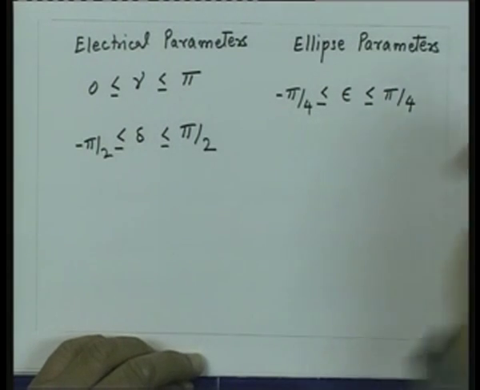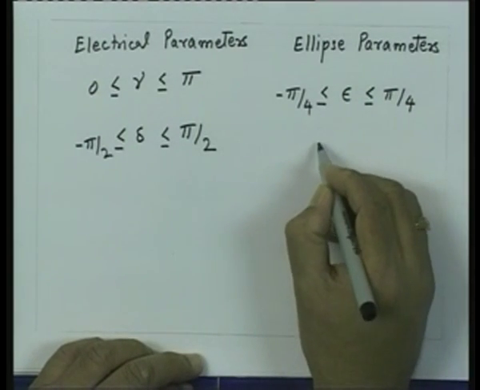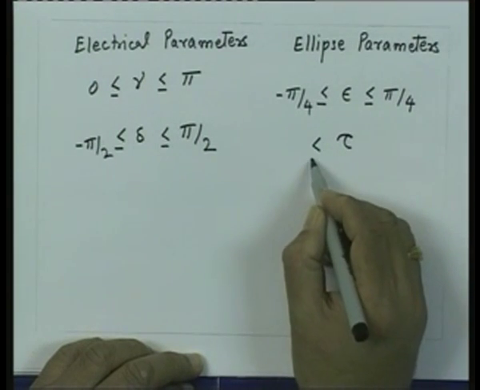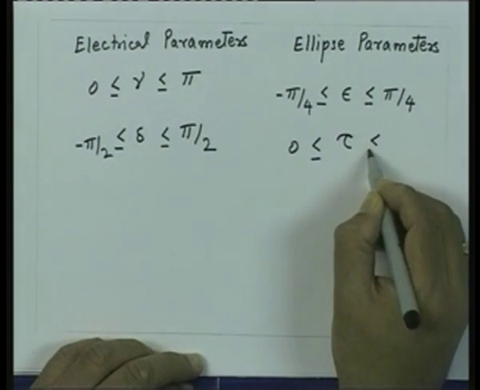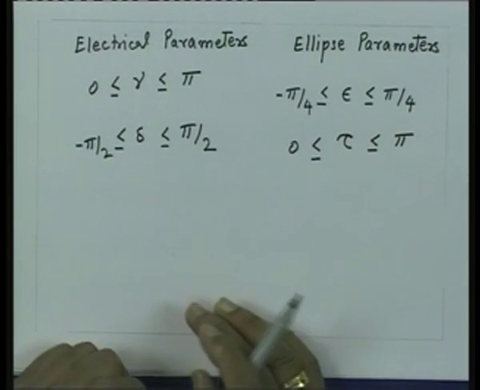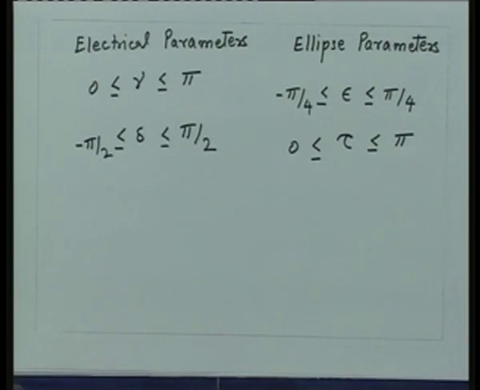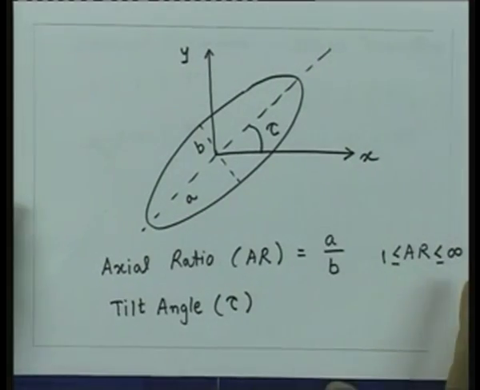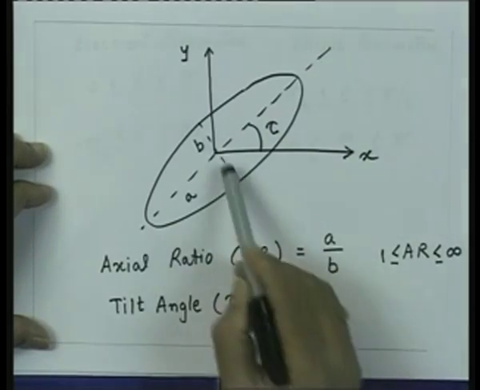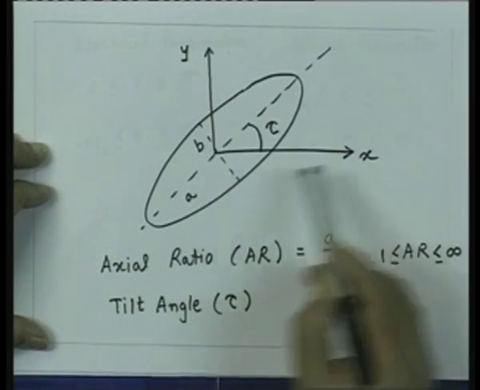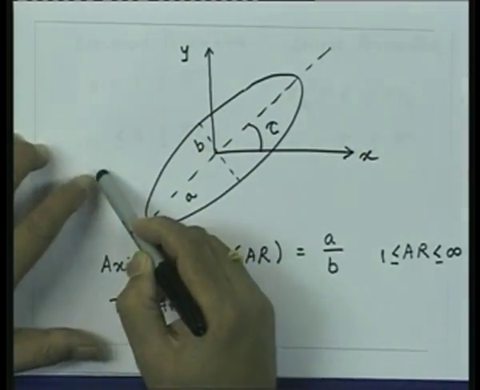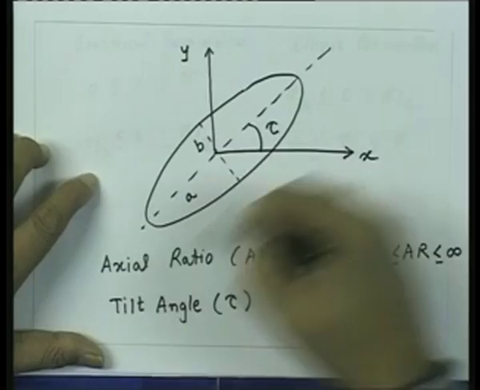And the tau will have a range from 0 to pi. So, as we saw in the case of ellipse, when we have an ellipse like this, then this major axis, the angle which it makes with the x axis can range from 0. So, the ellipse can rotate all the way up to this. Beyond that, again the ellipse repeats itself.